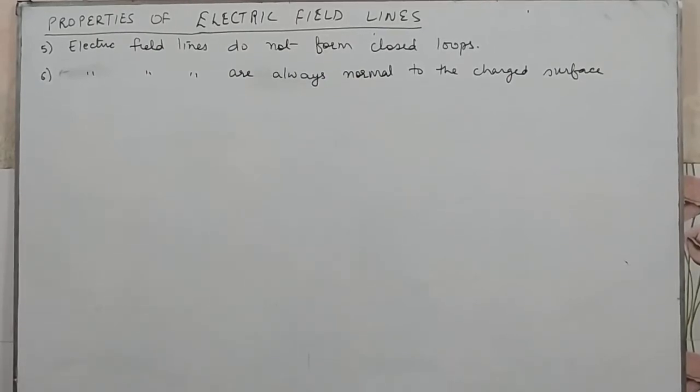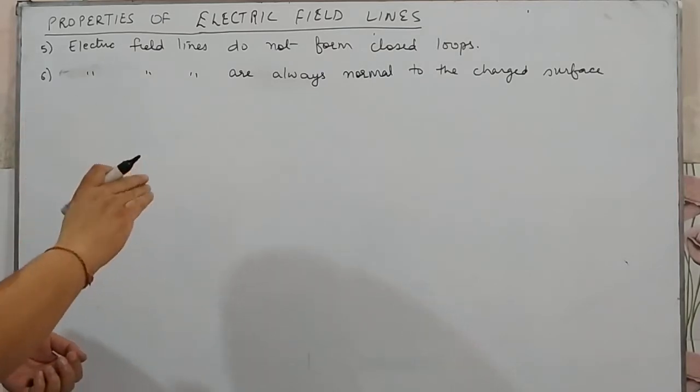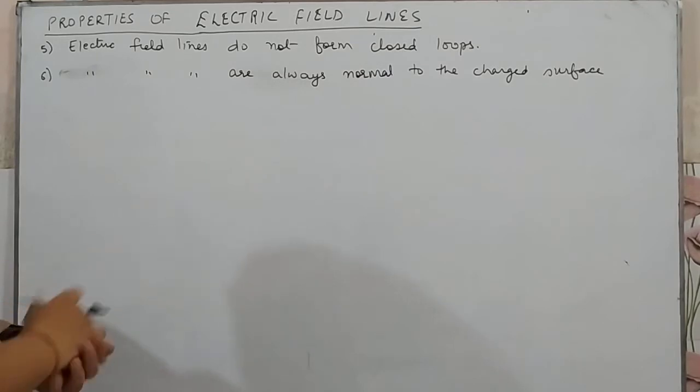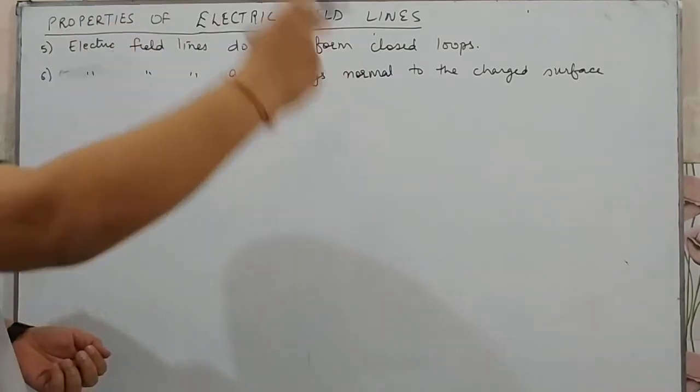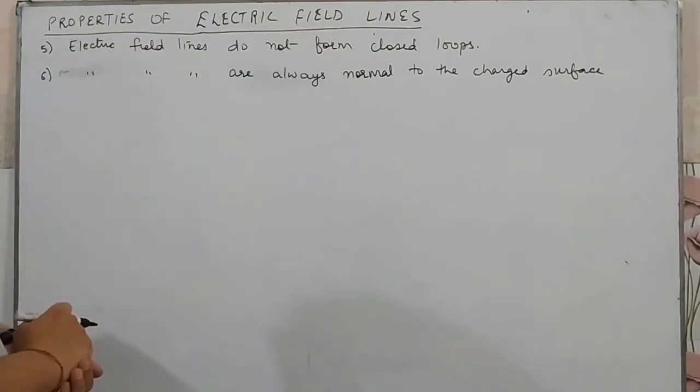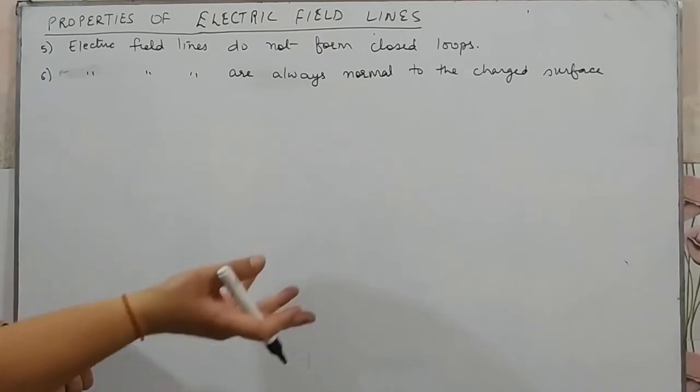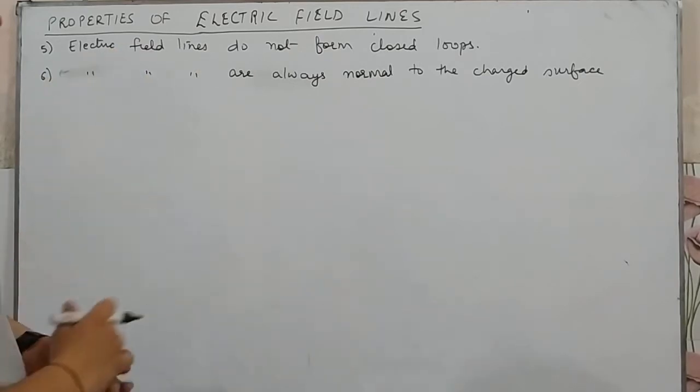Here you see that the fifth property is, electric field lines do not form closed loops. Why? Because they start from the positive charge and end at the negative charge. They do not form a continuous loop here. They have a definite starting point and ending point, so they do not form closed loops.